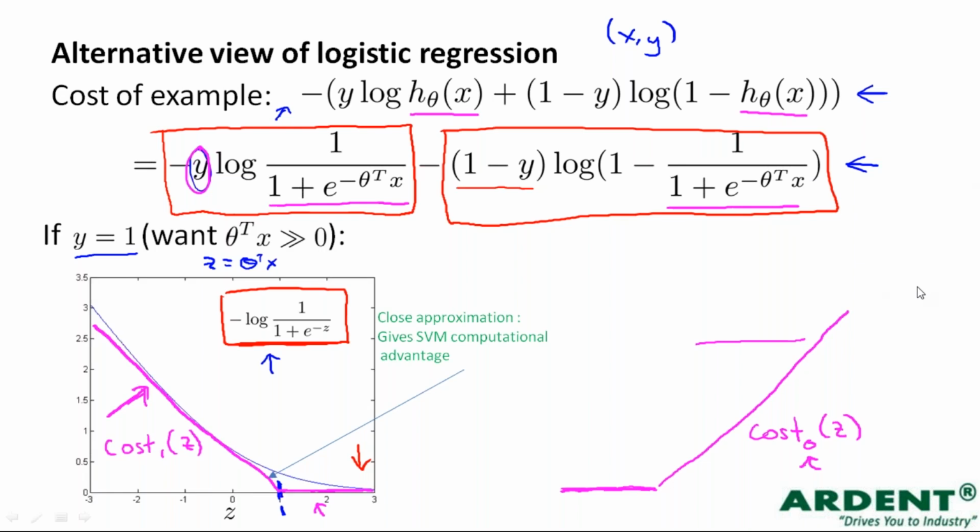SVM का computational advantage क्या है? ये जो लाइन आपको दिख रहा है ना, ये पिंक कलर का जो लाइन है, ये लाइन बेसिकली यहां से हमको एसवीएम का क्या मिल रहा है? We are getting the concept of SVM over here.